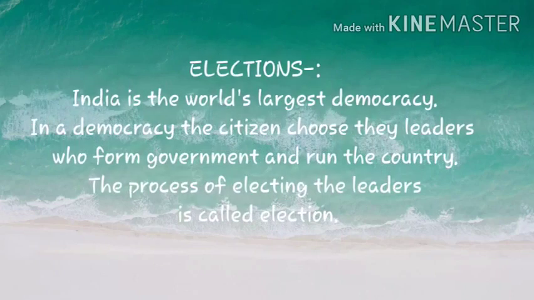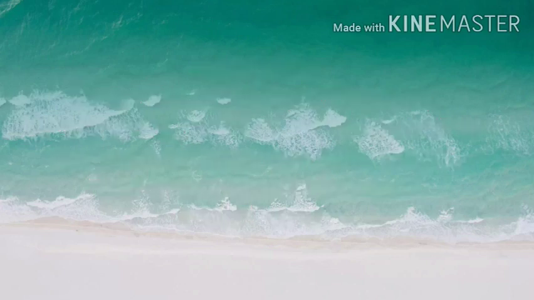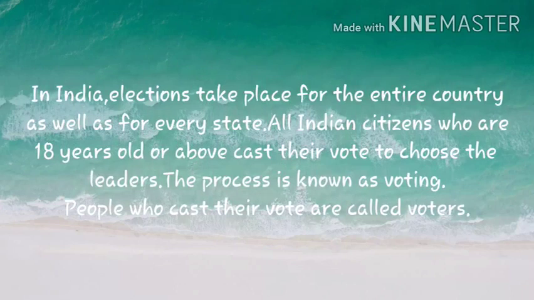You know, India is a democratic country. Democratic country means in a democracy, the citizens, we the people, have the right to choose our leaders, and the leaders form the government and they rule the country. So the process of electing the leaders is called elections. In India, elections take place for the entire country as well as for every state. All Indian citizens who are 18 years old or above can cast their vote to choose the leaders.